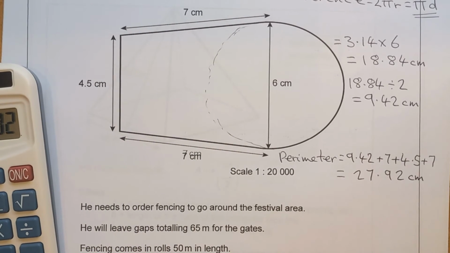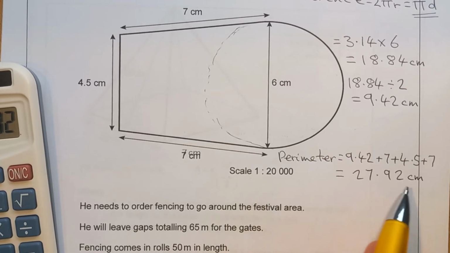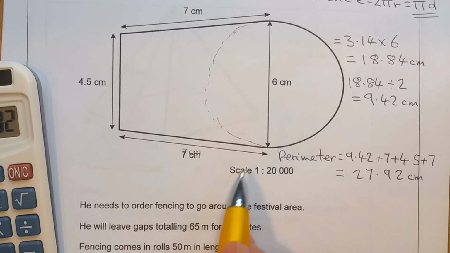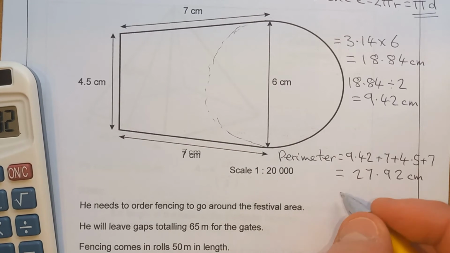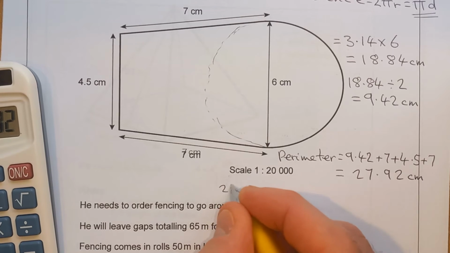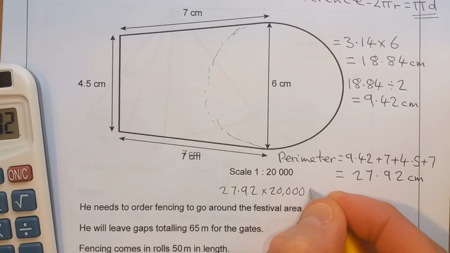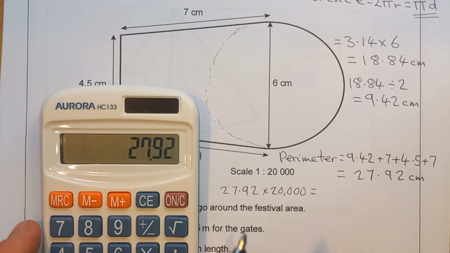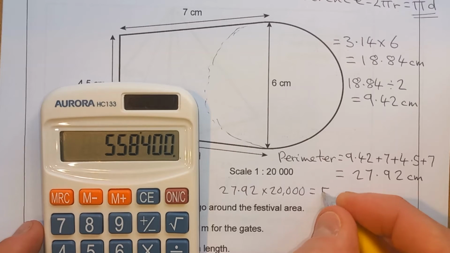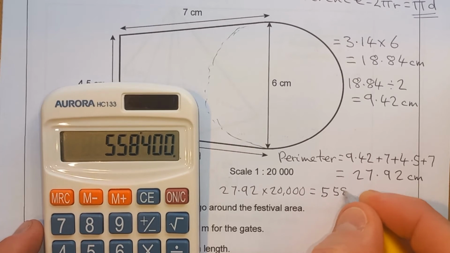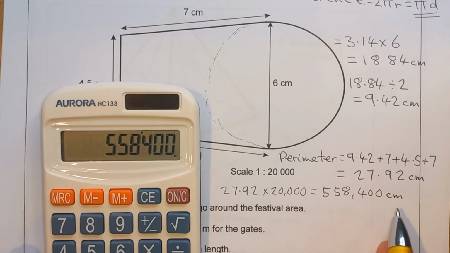Okay, now we need to do our conversion. So we know that 1 centimetre on here would be 20,000 centimetres in real life. So if we do 27.92 times 20,000, that's going to be quite a lot. 558,400. That's still in centimetres.